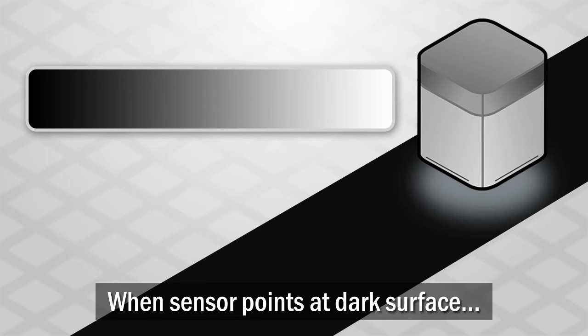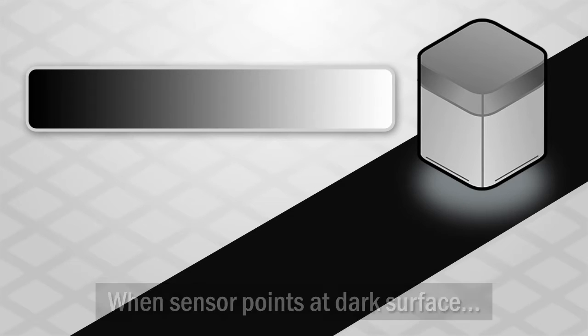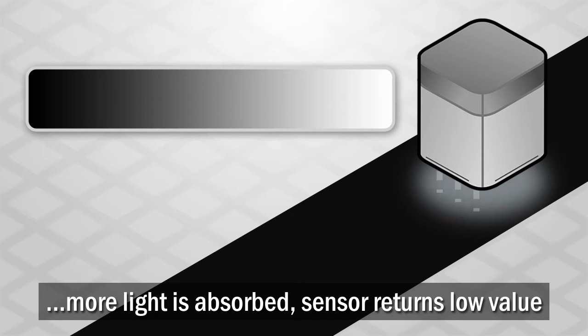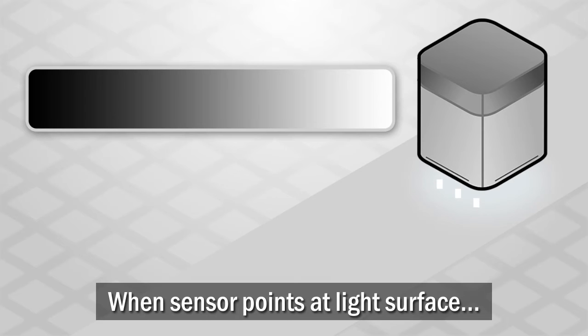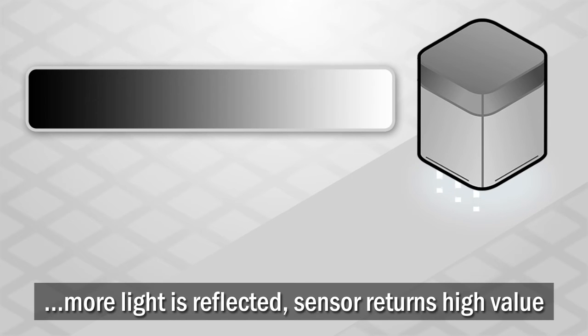When the sensor is pointed at a dark-colored surface, more of the light is absorbed by the surface, and the sensor will return a low value. When the sensor is pointed at a light-colored surface, more of the light is reflected back to the sensor, so it will return a high value.